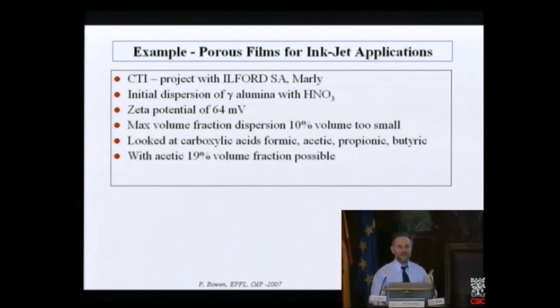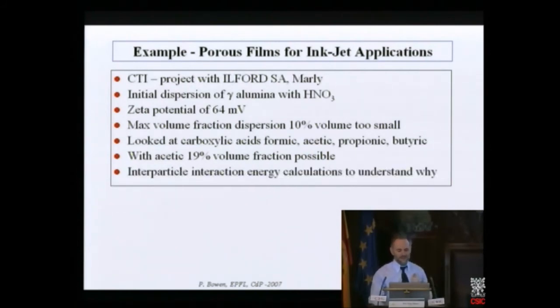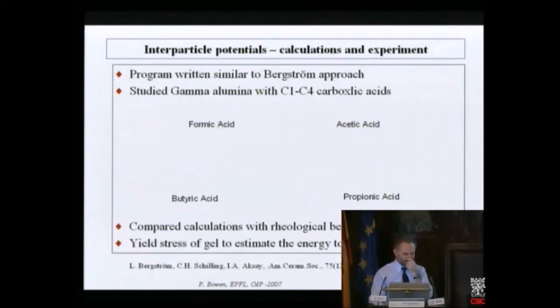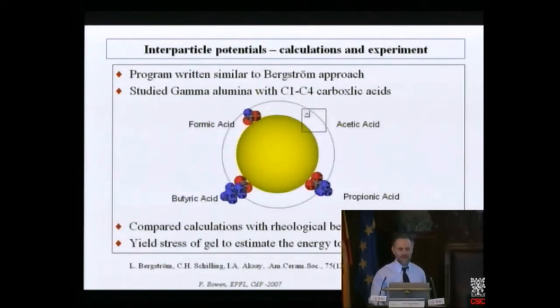With acetic acid, we could get a 19% volume fraction, and this was sufficient to create a thick enough layer for the application. So we used our interparticle energy calculations to try and understand why. This is now commercially available. It has this nanostructured layer on the surface that absorbs ink if you buy this Ilford paper. So we used this approach, like I said, the Beckstrom approach. So we looked at formic acid, butyric acid, propionic acid. We also compared the rheological results with our yield stress model.